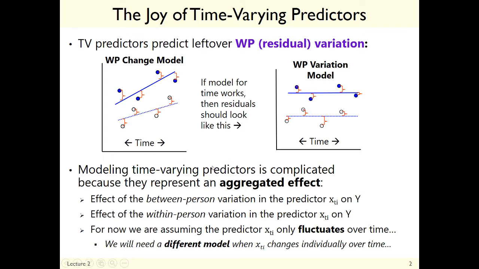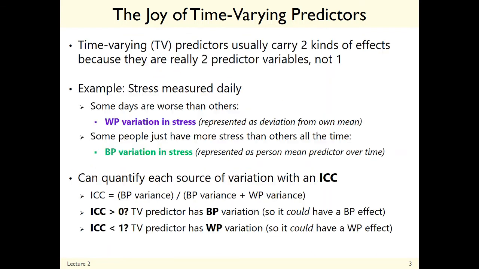And the reason that this topic is so complicated is that almost always effects of time-varying predictors are going to be at least 2 things. To the extent that time-varying predictors have between-person variance, they can show a between-person effect. And to the extent that they also have within-person variance, they can show a within-person effect.